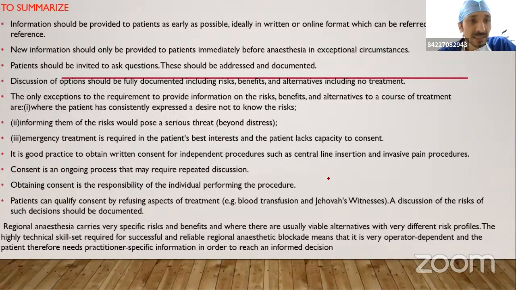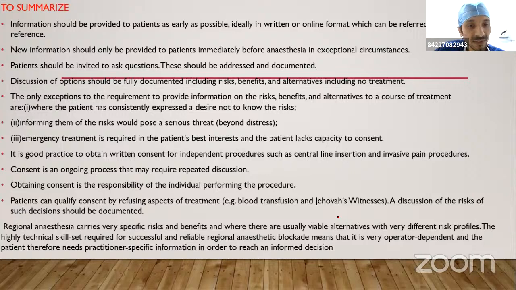if informing the patient of the risk would pose a serious threat beyond that of distress, and in emergency situations. It is good practice to obtain written consent for independent procedures like central line insertion or any invasive pain procedures. Consent is an ongoing process and it may require repeated discussion. Obtaining consent is the responsibility of the individual who is performing the procedure. Patients can qualify their consent by refusing an aspect of treatment, like blood transfusion in Jehovah's Witnesses. A discussion of the risk should be documented.